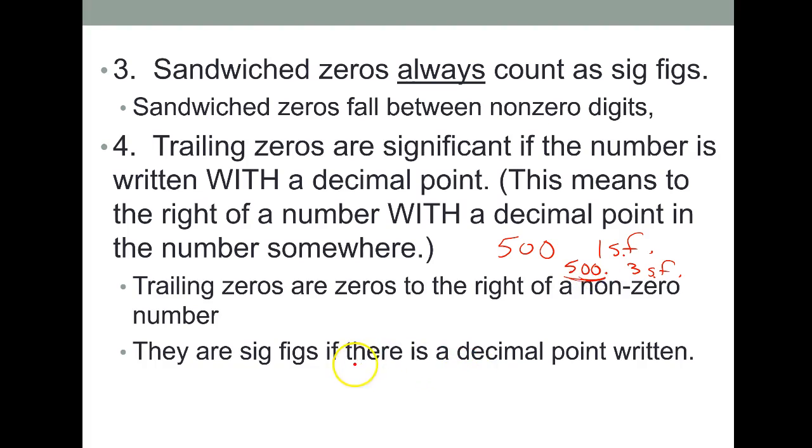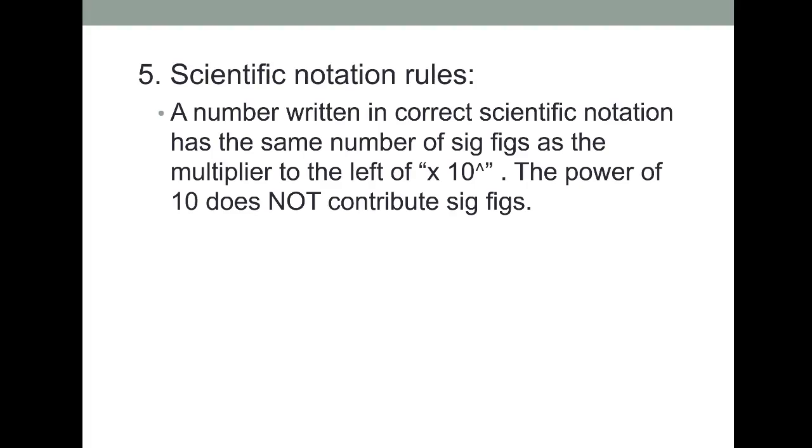And they count if you see a decimal point written. I know you know it's there, but if you see it, it counts. So with regards to scientific notation, if you have a number in scientific notation, 1.30 e to the third, the multiplier part, the number in front of the power of 10, is sig figs. Always. All of it is sig figs because there's a decimal. E to the third does not count for sig figs, so that would have 3 sig figs.